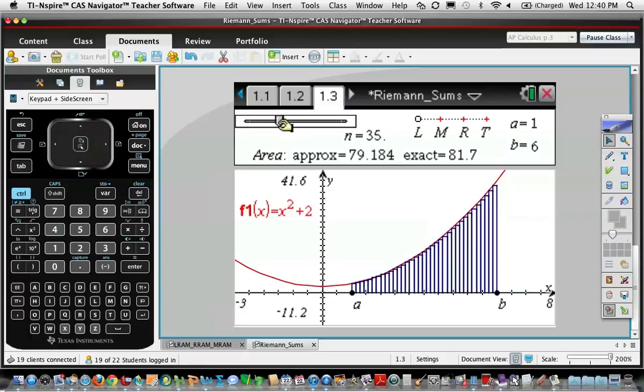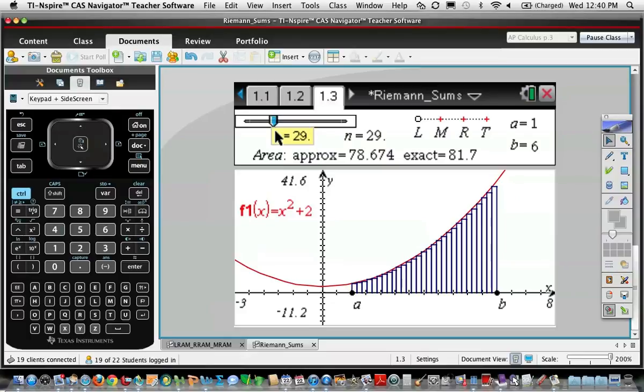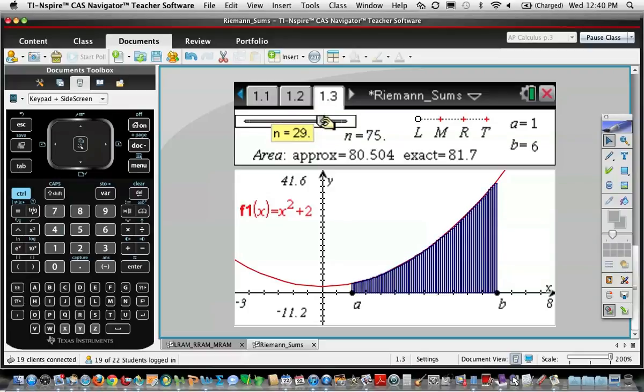Okay, is it pretty slow or does it work pretty good? Pretty good. It works pretty good. I mean, sometimes the graphics kind of slows down. Okay, now think about this. I've got 29 rectangles, right? 70 rectangles, whatever, 75 rectangles.